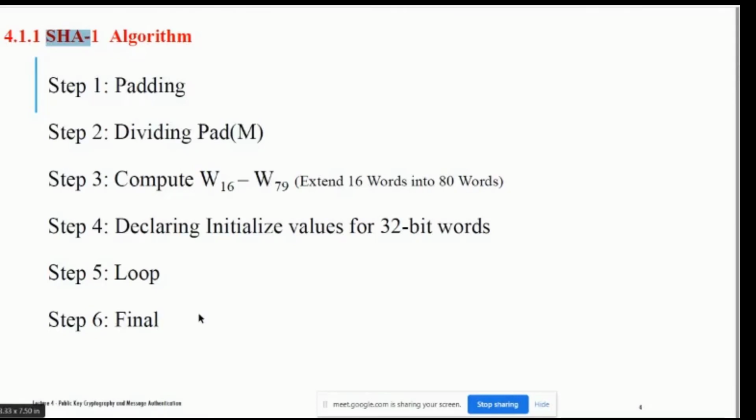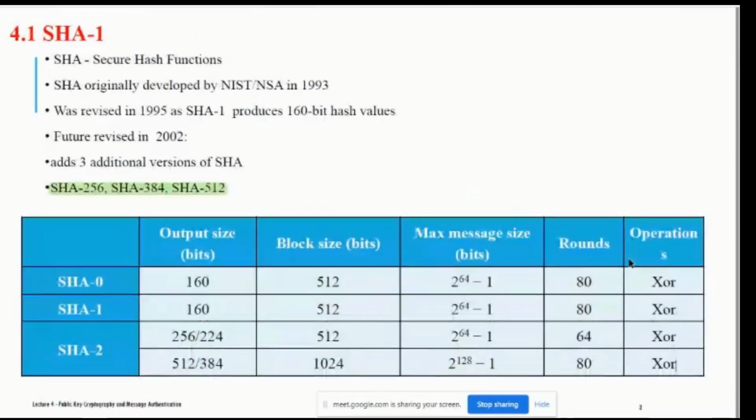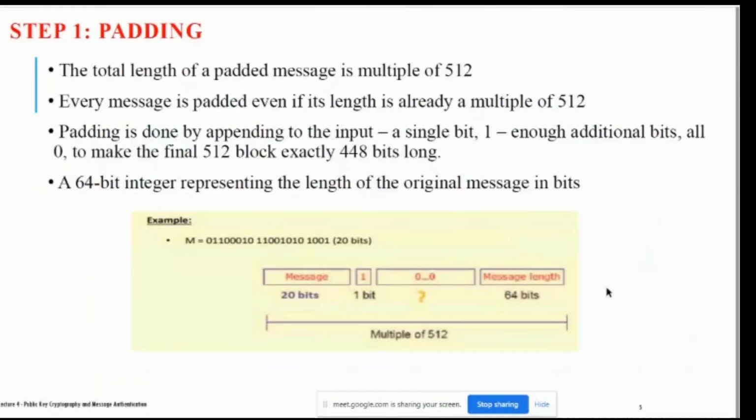Now, let me go one by one. I'm going for the first step. So what is the first step? You can take any data up to 2 to the power of 64 minus 1. You can see the first table. You can take a message like this, a very big message, up to 2 to the power of 64 minus 1.